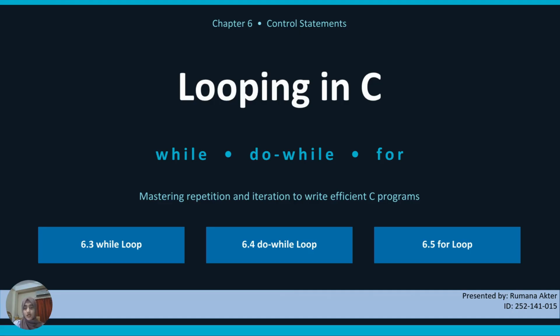Today I'll be presenting a lecture on looping in C, which is a part of chapter 6, control statement. In this presentation, I'll cover three types of loop: the while loop, the do while loop, and the for loop. So let's get started.